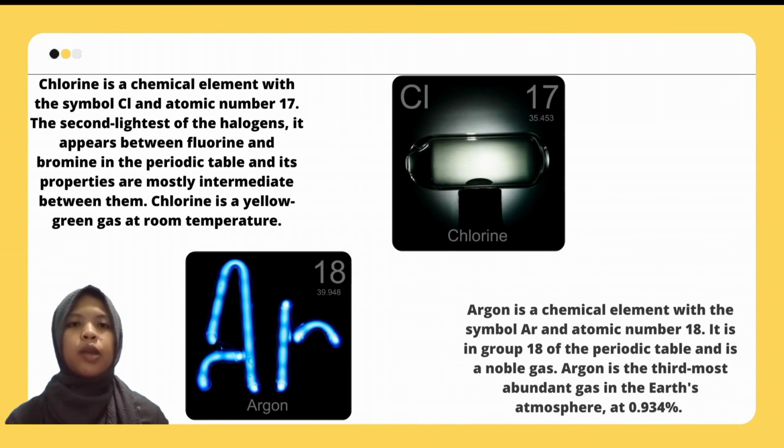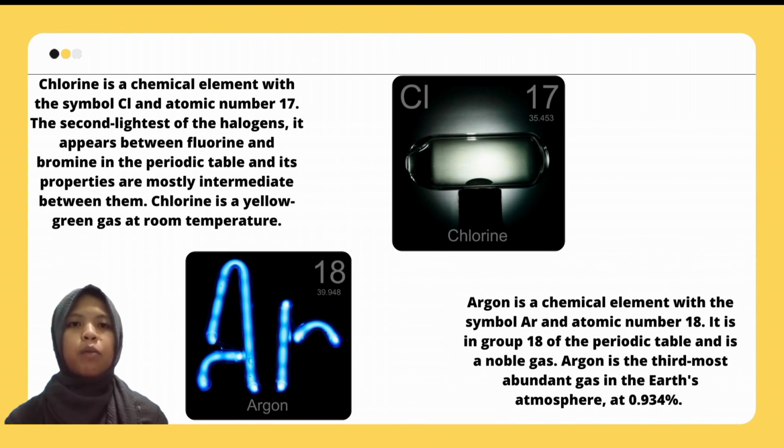The next is chlorine. Chlorine is a chemical element with the symbol Cl and atomic number 17, the second lightest of the halogens. It appears between fluorine and bromine in the periodic table, and its properties are mostly intermediate between them. Chlorine is a yellow-green gas at room temperature.